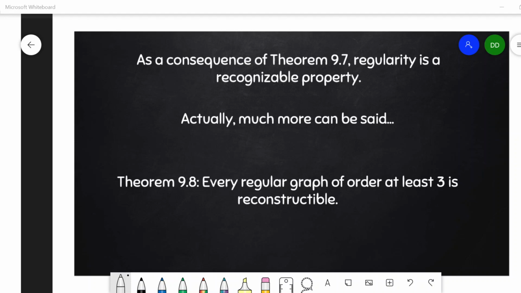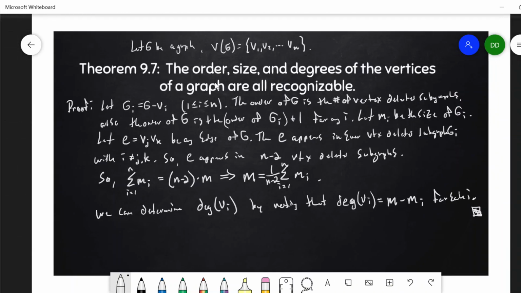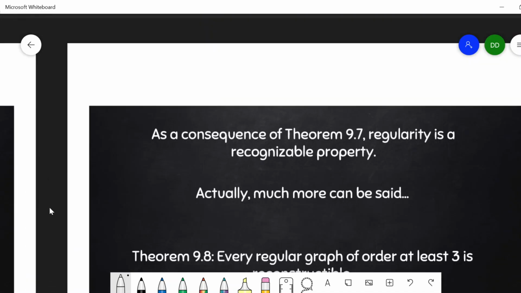In this video, we'll take a look at a few more recognizable properties and prove that they're recognizable. The first one we'll look at is that every regular graph, not just regularity, is a recognizable property, which is a consequence of Theorem 9.7. I'll remind you of Theorem 9.7, that we can recognize the order, size, and degrees of the vertices. So in particular, if all the vertices have the same degree, then it's regular. If not, then it's not regular. We can recognize that because we can recognize the degrees of the vertices.